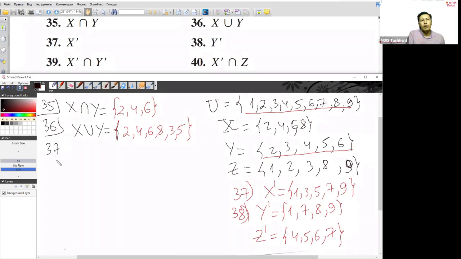Now 39. X complement intersection with y complement. So if you have questions, you can turn on your microphone. Okay. Yes. You can unmute yourself.